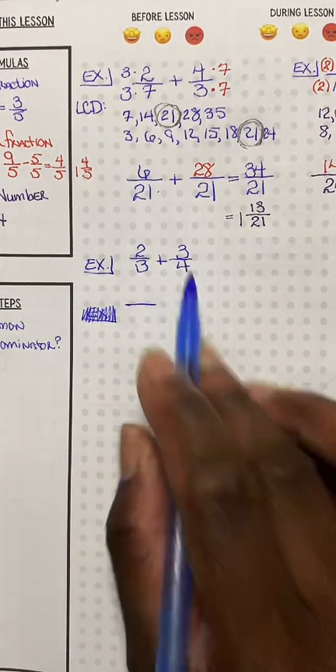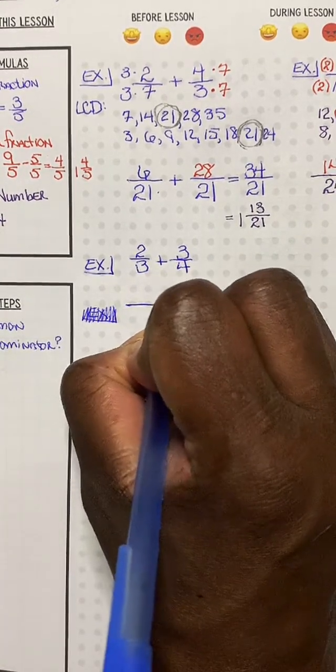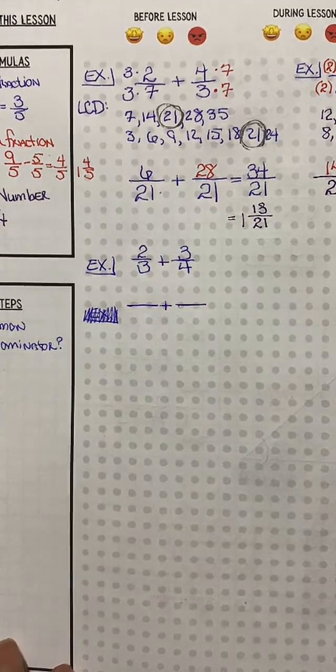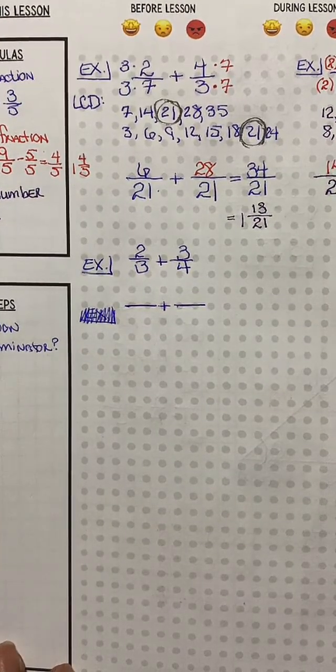Now, 2/3 plus 3/4. What is my common denominator? What will be my common denominator?